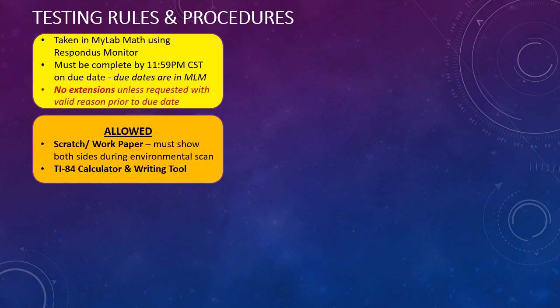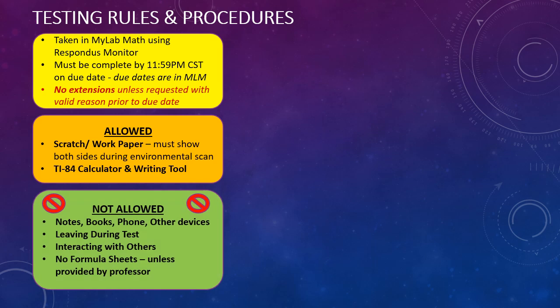You are also allowed a TI-84 or TI-83 calculator and a writing tool. You are not allowed any notes. You are not allowed any books. You are not allowed to have your phone nearby. Your phone should not be on your desk or anywhere nearby. You should not answer your phone during the test. You should not have any other devices, tablets, etc. You are not allowed to leave during the test, so make sure you go to the restroom before you start. You should not be interacting with others during the test. In fact, you should be alone.